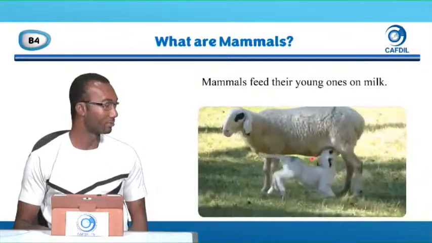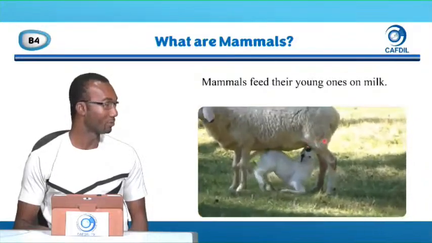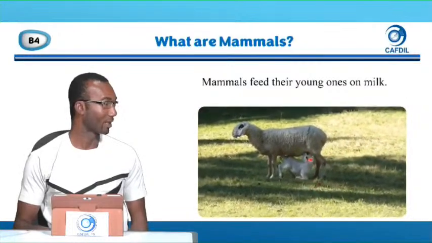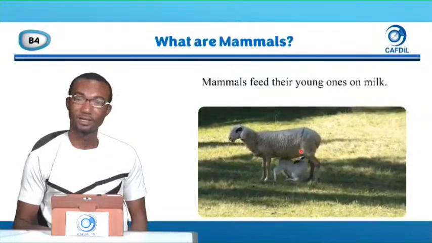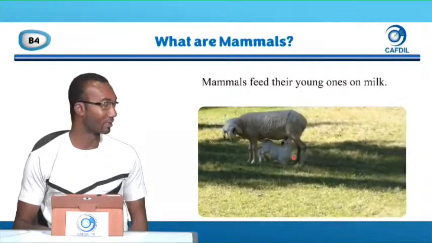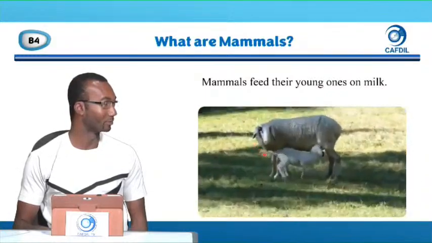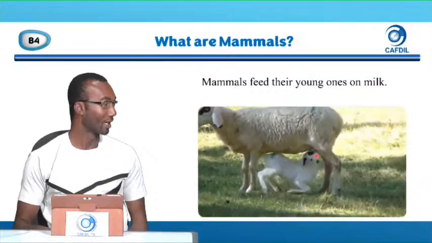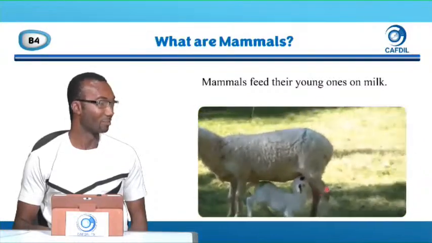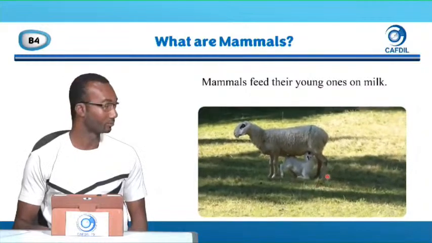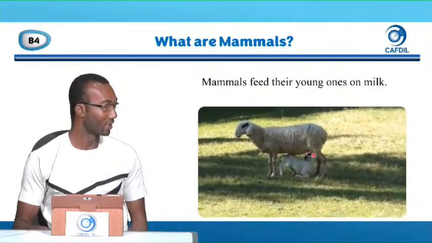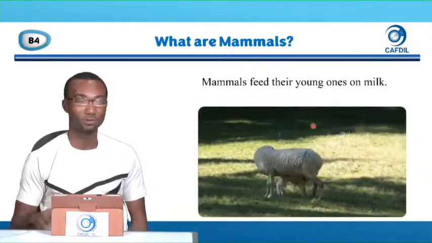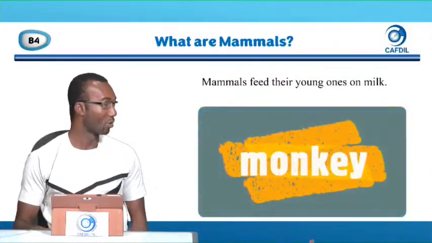This is a sheep. The sheep too is feeding the young one on milk through the udder, because that is where the mammary glands are located, around the abdomen. So the lamb is feeding on milk from the udder. As I said, if it is located at this place, we call it udder. If it's on the chest, we call it breast. This is a monkey.